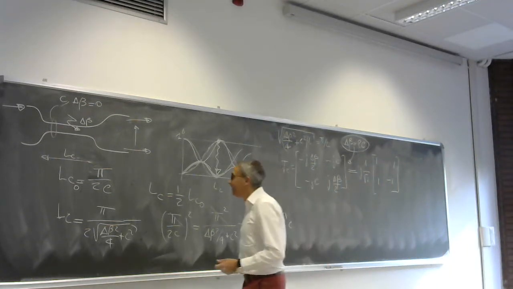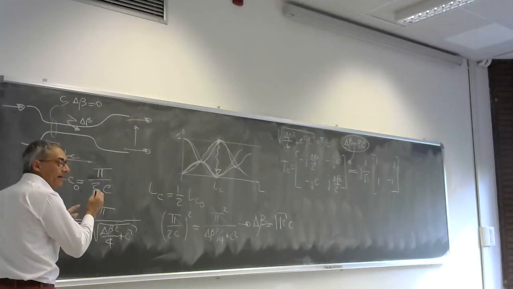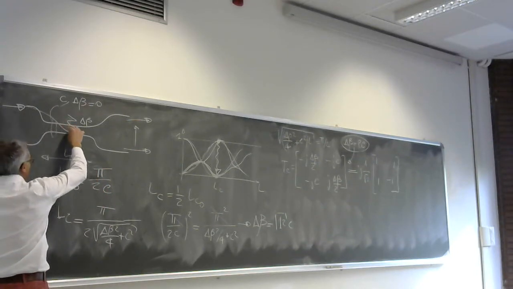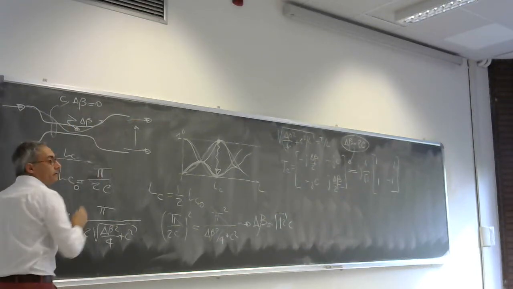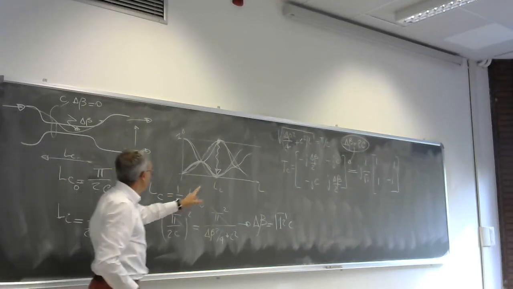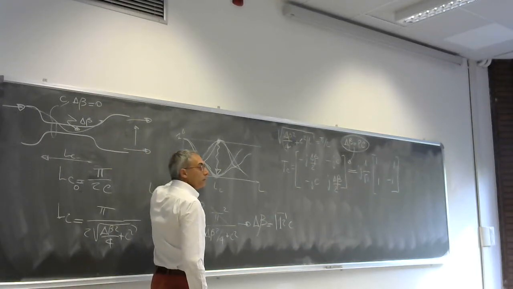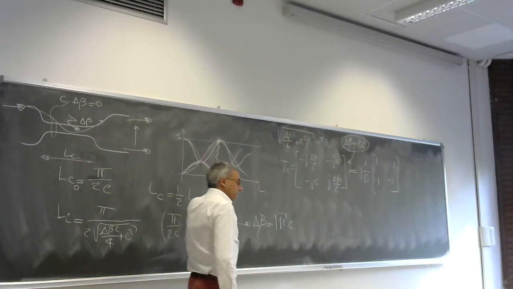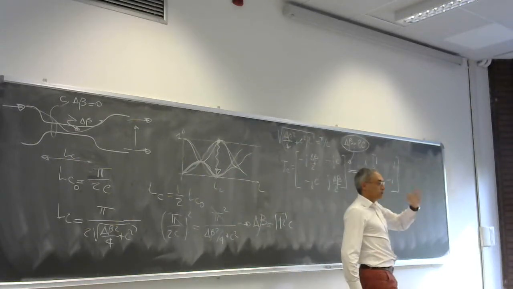Say you have some coupling, so the light goes down a little bit and then goes up. Yes, this is a switch. You can change as you like.